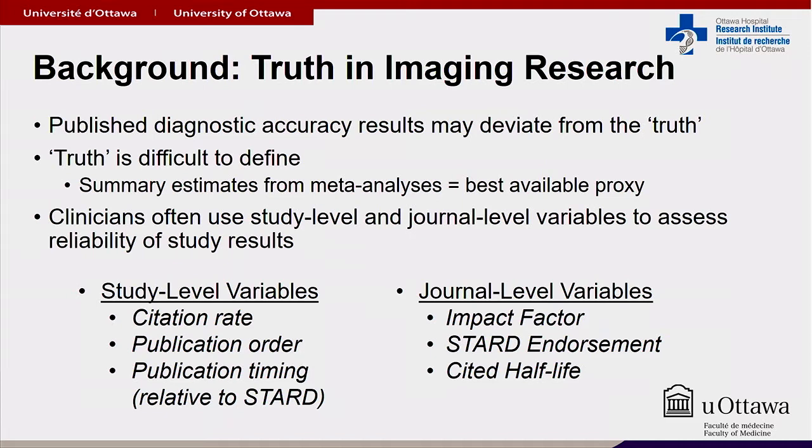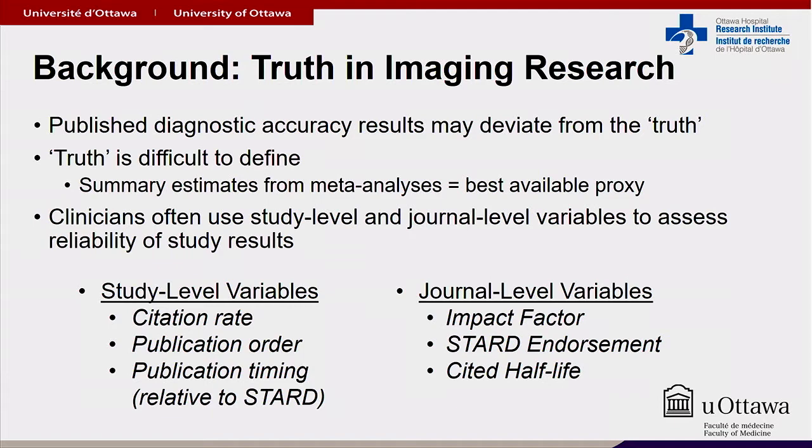There's been concern in the medical community that a lot of diagnostic accuracy research may be producing false results. Determining whether a result represents the truth is a challenge because truth is difficult to define. That said, summary estimates are generally considered to produce a higher level of evidence than primary studies because they produce results with less random variability. In particular, meta-analyses that use hierarchical pooling methods are less likely to overestimate diagnostic accuracy in comparison to traditional pooling methods. So with this in mind, summary estimates from high-quality meta-analyses should provide a reasonable proxy for the truth in diagnostic accuracy research.